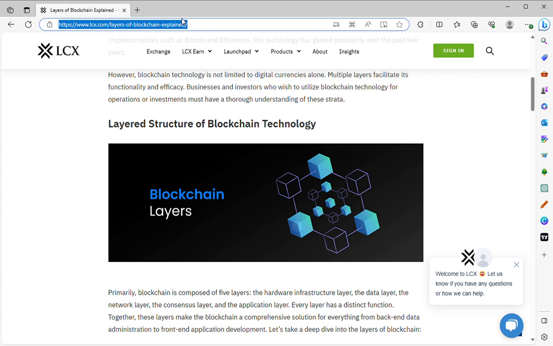Layer 1 protocols refer to the base layer of a blockchain like Bitcoin and Ethereum. It's responsible for handling the core functions of a blockchain, including transaction processing, consensus mechanisms, and maintaining the ledger of all transactions. Layer 1 blockchains are typically decentralized and trustless, meaning they do not rely on a central authority and provide a high level of security and immutability. Layer 1 blockchains can validate and finalize transactions without the need for another network.